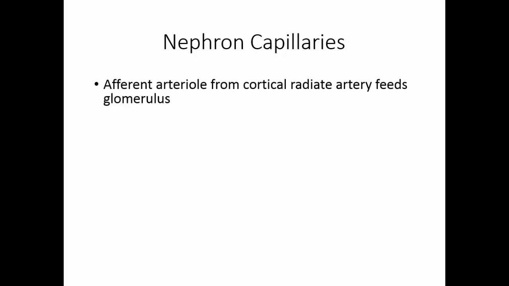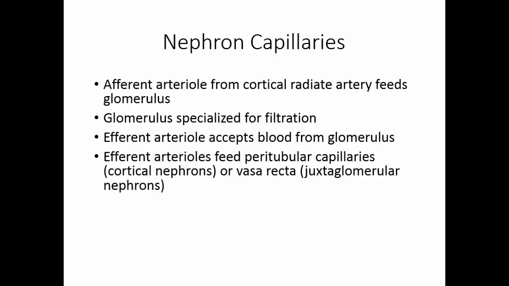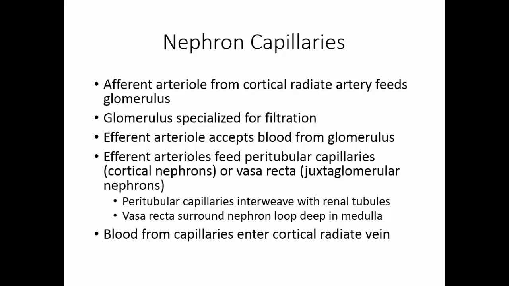The afferent arteriole comes from the cortical radiate artery and feeds the glomerulus. The glomerulus is specialized for filtration. The efferent arteriole is going to accept blood from the glomerulus. It is the efferent arterioles that will feed the peritubular capillaries of the cortical nephrons, or a group of capillaries referred to as the vasa recta in the juxtamedullary nephrons. The peritubular capillaries interweave with the renal tubules. The vasa recta surround the nephron loop deep in the medulla. Blood from the capillaries, whichever kind they are, will enter the cortical radiate vein.